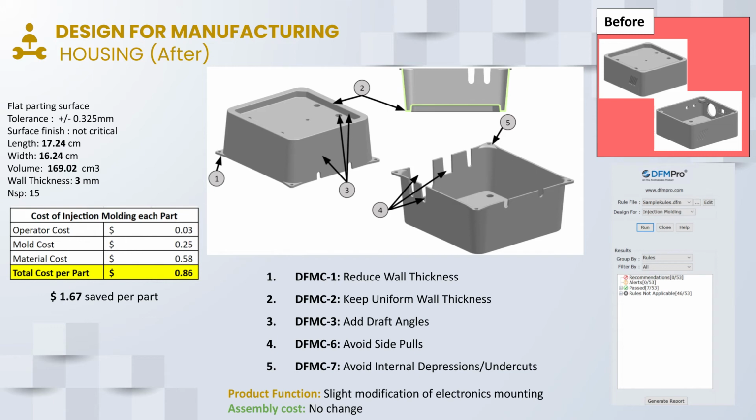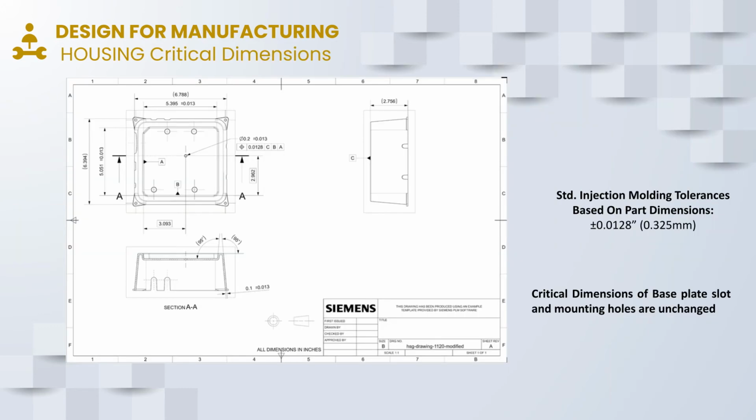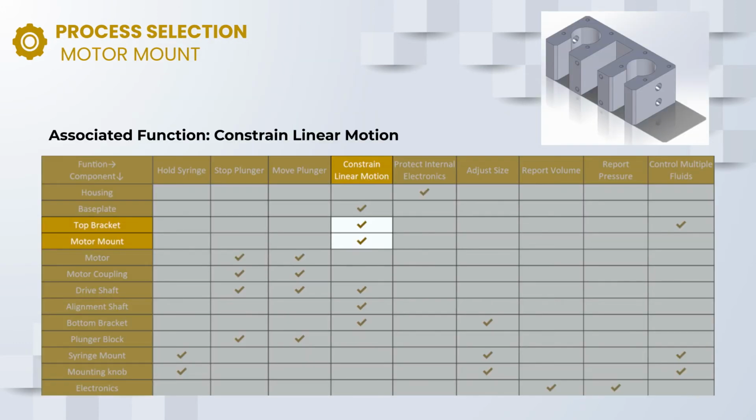These DfM changes had a slight effect on the electronics mounting that will require some changes to the electronics compartment. There was no overall effect on the assembly cost. The critical dimensions of the slot size and mounting hole location for the base plate remain the same after the DfM changes. Now let's look at the process selection for the manufacturing of the motor mount.